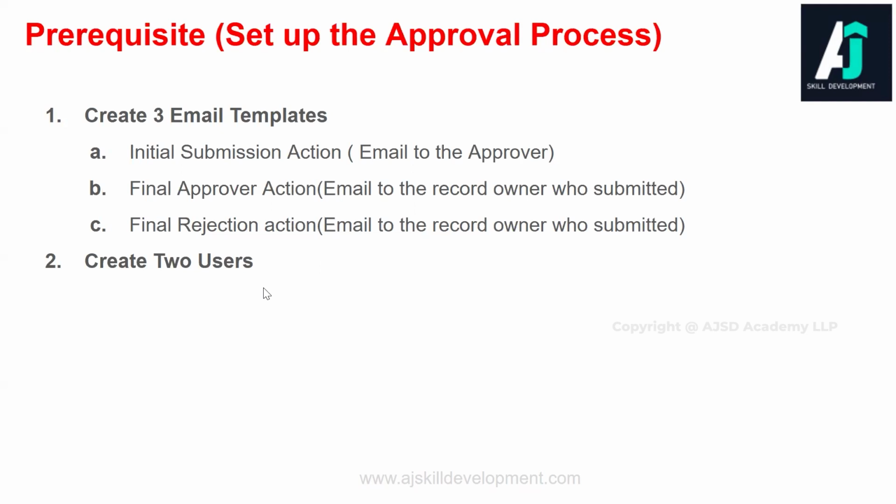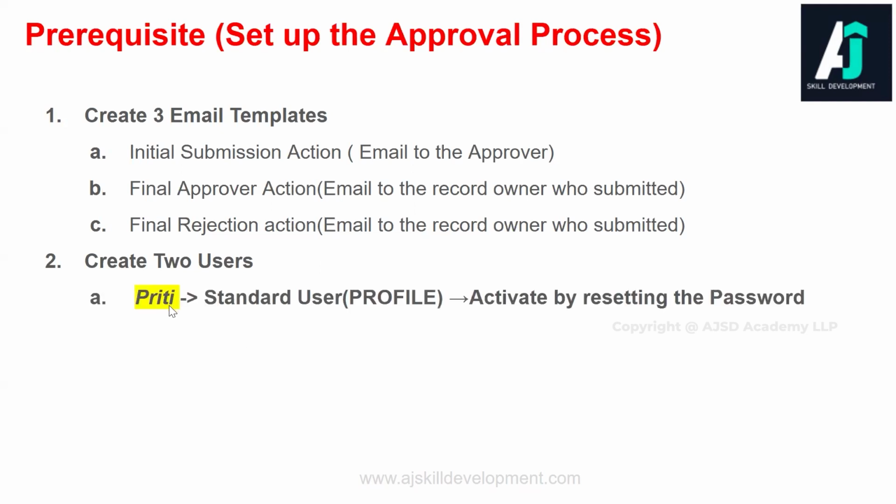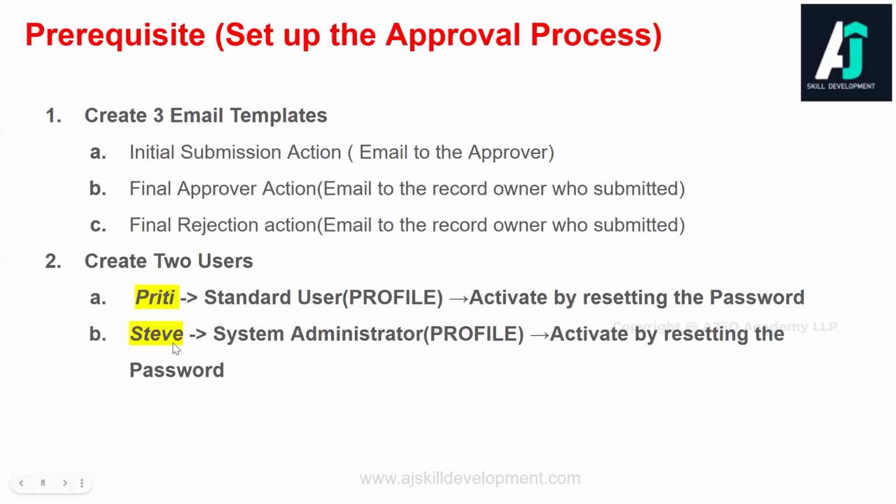So 2 users I have created already. One is Preeti. According to our previous scenario, which we discussed in the previous video, Preeti is going to be the sales rep of the QWERTY Silk exporters, right? So I have given her a standard user profile. I have created a user and done all those mandatory steps for creating a user, like resetting the password. Likewise, we also have Steve. He's the manager. I have given him the system administrator profile. I have activated both of them. You can do this.